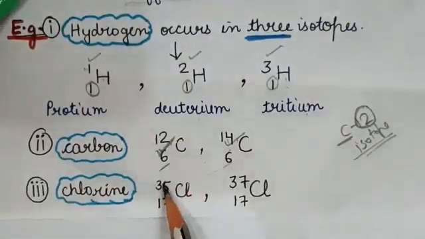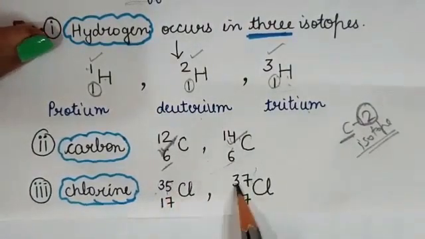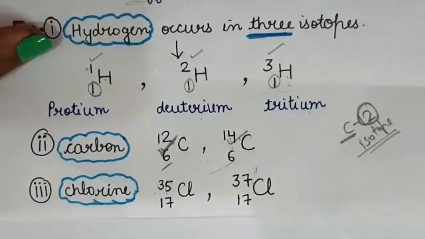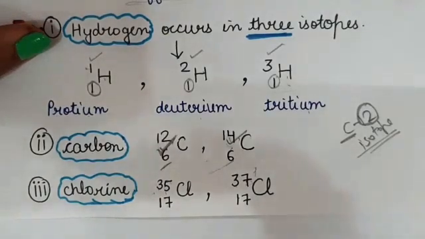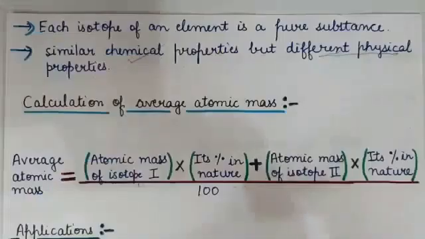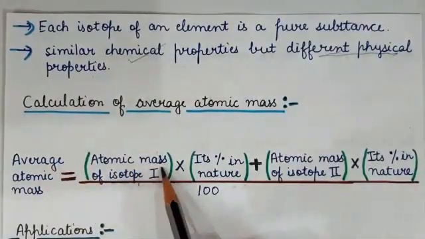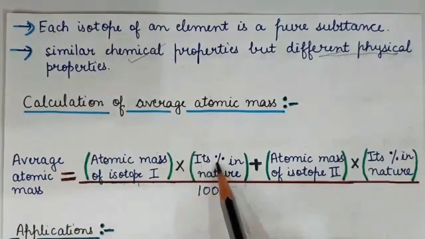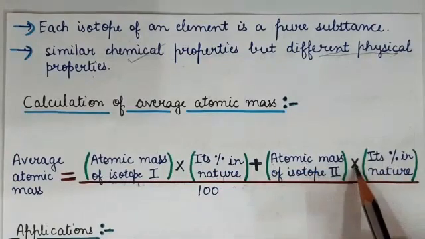Now students, you have seen that they have different mass number. Suppose I take chlorine. Chlorine has 35 and 37 mass number. So in calculation, which mass number we should consider? We should consider the average atomic mass. Now the question arises, how to calculate this average atomic mass? Average atomic mass is equal to atomic mass of isotope 1 into its percentage in nature plus atomic mass of isotope 2 into its percentage in nature.